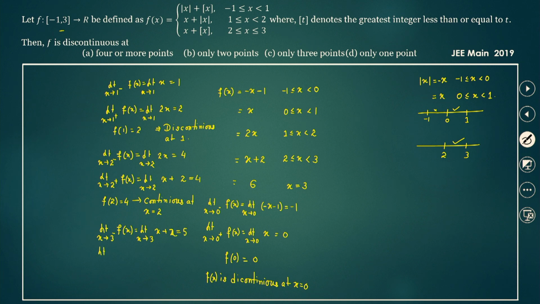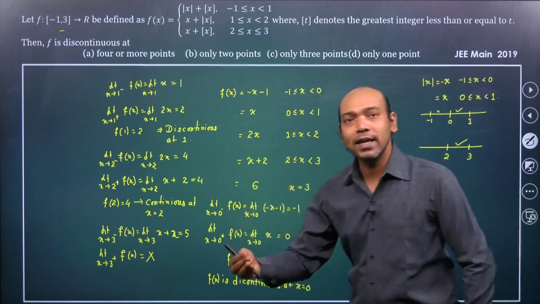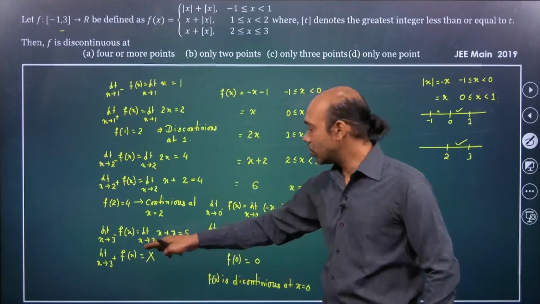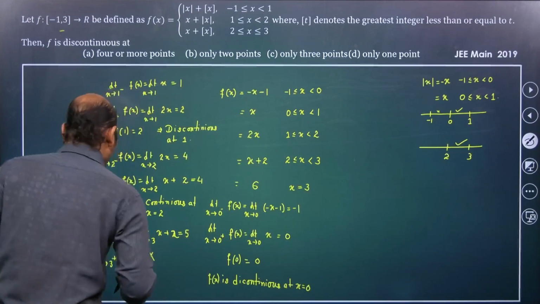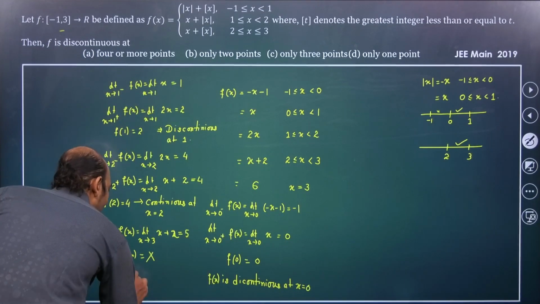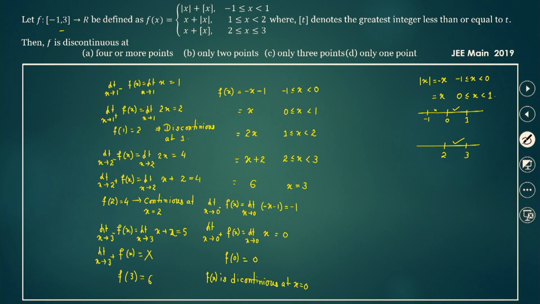Limit as x tends to 3 plus f(x). The problem is I don't know how to calculate that x plus 3. Why? Because at that x plus 3, the function is not defined. As x tends to 3 plus, the function is not defined, at least for this case, right? So it is not true. And also, if I make our life a little simpler and calculate f(3), f(3) is equal to 6. So obviously these two values are undefined. So we can also say that it is discontinuous at x equal to 3 as well.